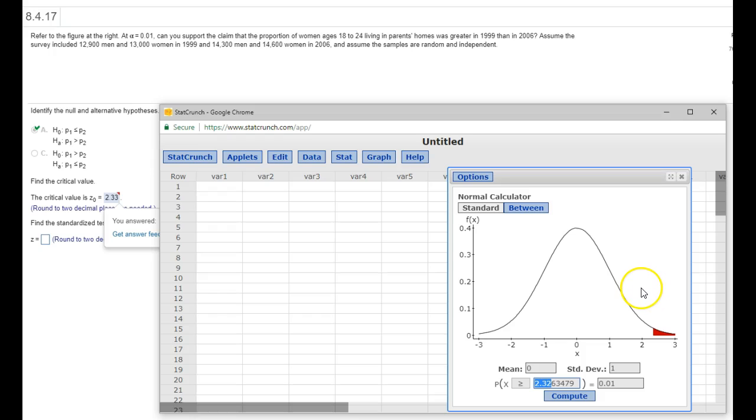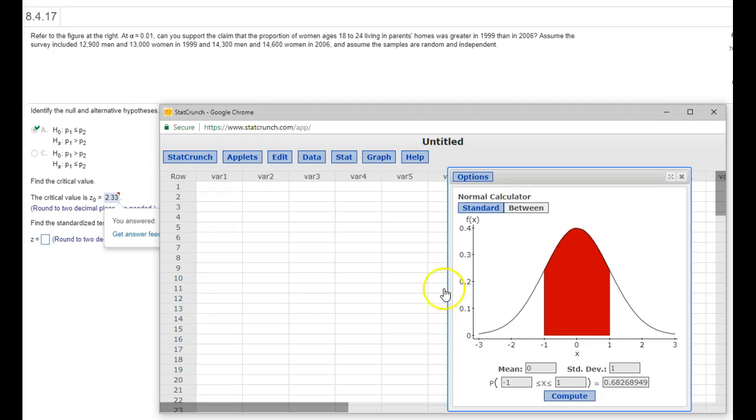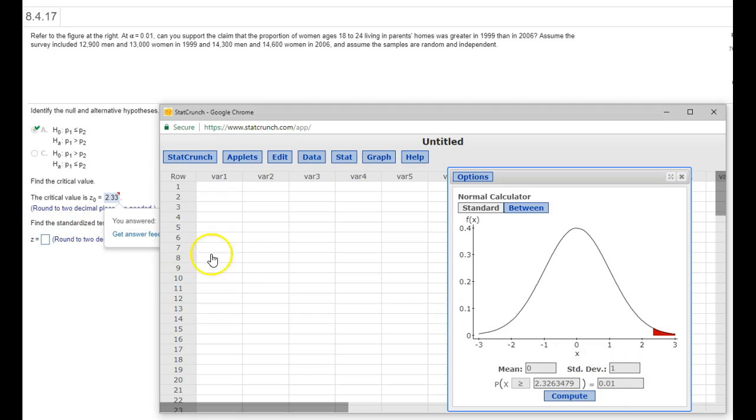And that's all you do. If you're doing a two-tail test, you just want to do between and base it off that, having the area of the two tails add up to whatever alpha is. So you have to split alpha into two and go from there. Okay, so that's how you get the critical value.